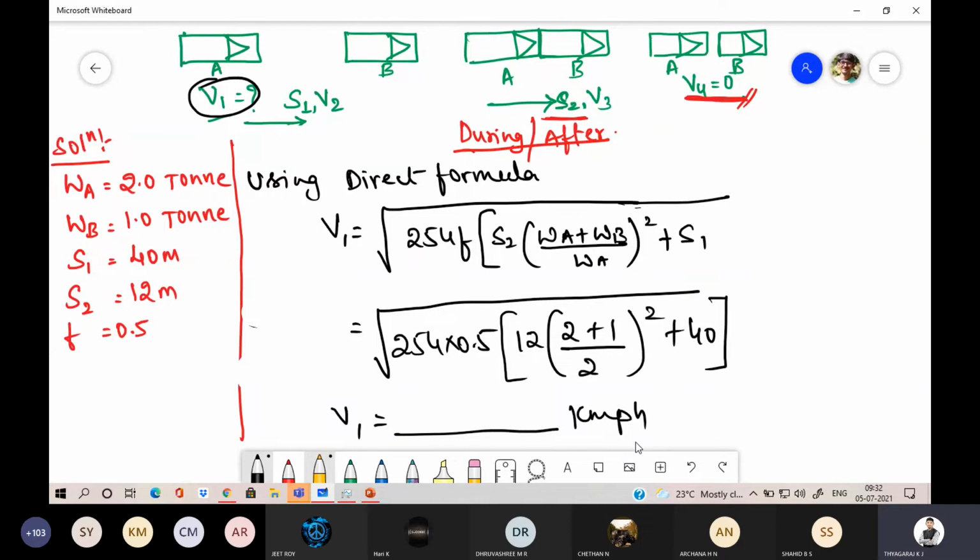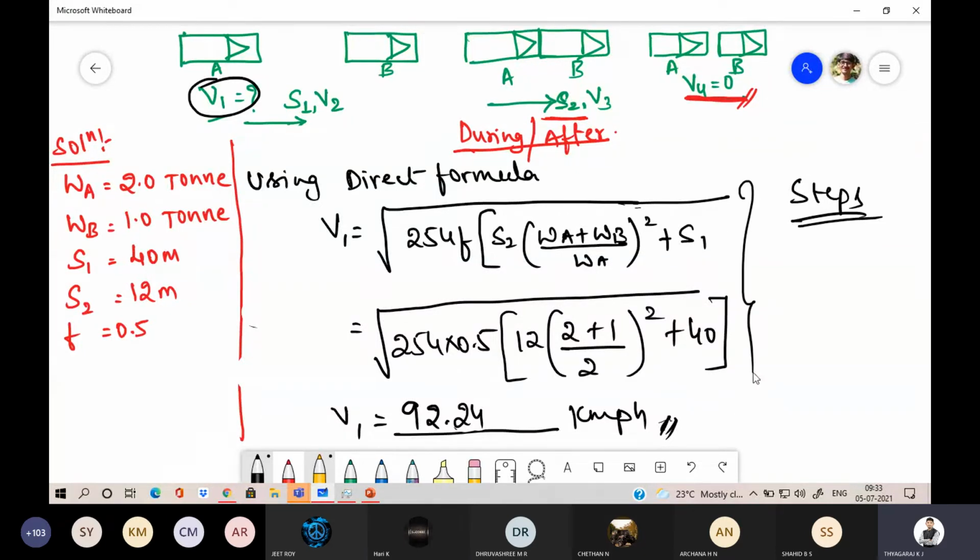Check it. Are you getting the same value? 92.24 kmph? Yes, sir. 92.24 kph. Okay. Are we getting the same value that we have calculated using the steps and the direct formula? Yes, sir.